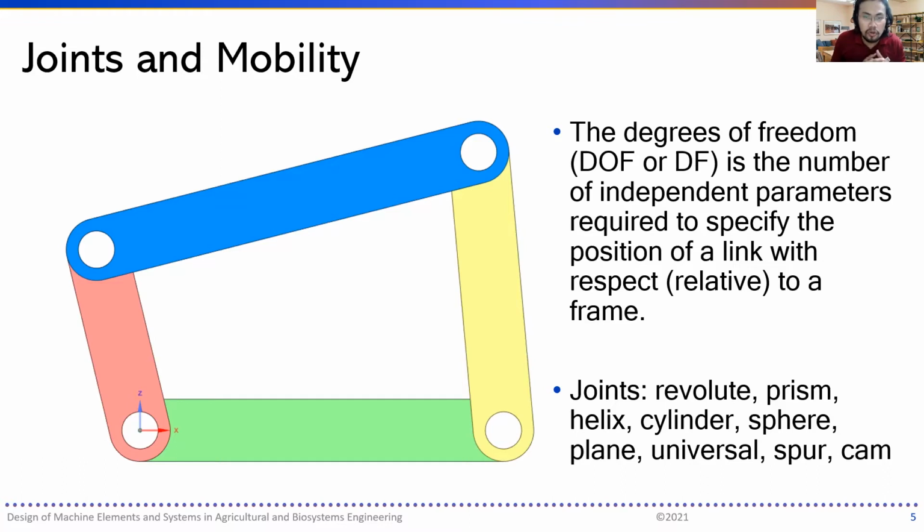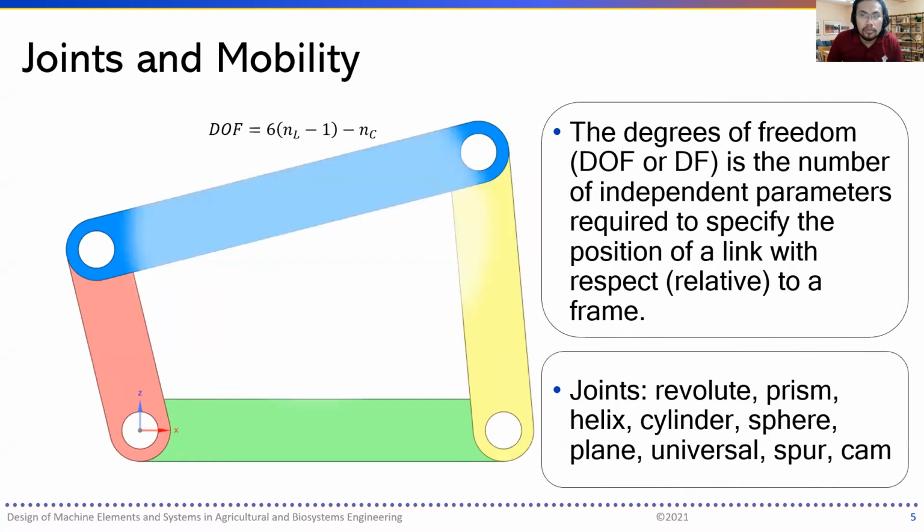Now, different joints would have different degrees of freedom depending on how constrained that joint is. A revolute is just a pin, so there's 1 degree of freedom. And there's a computation to that: 6 times the quantity NL minus 1, minus NC.